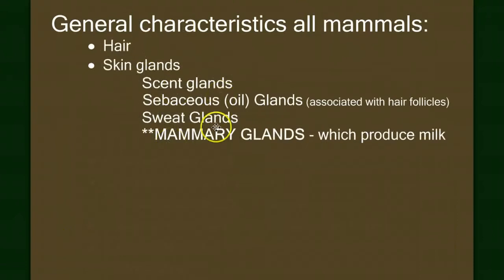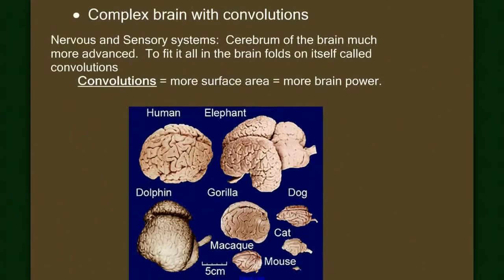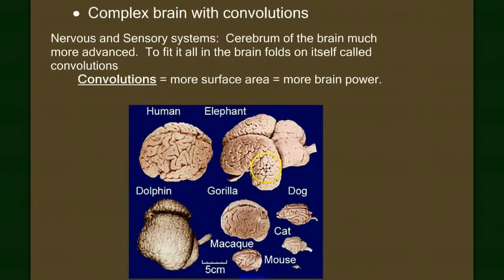The next characteristic that we see in all mammals is a complex brain with convolutions. When we look at the mammal brain, it's pretty unique. Convolutions are folds, and you see all these folds that look kind of like spaghetti. When you look at the brain of a fish or a reptile or an amphibian and even a bird, this part of the brain called the cerebrum is actually smooth. It doesn't have all these folds.